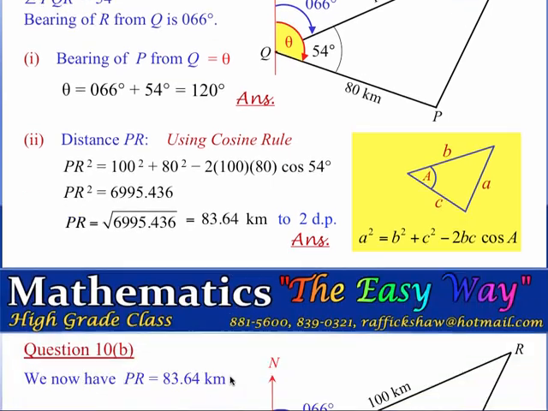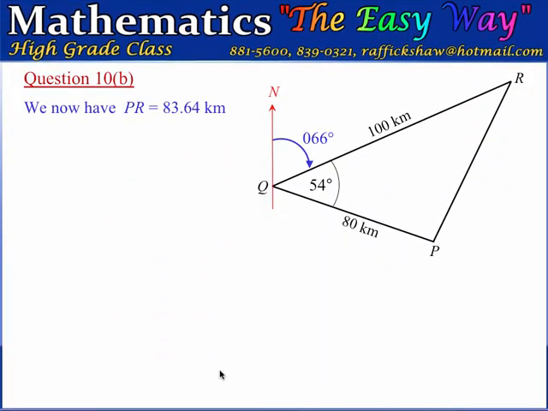Let's move down now to part 3. Now what we have so far is that PR is 83.64 kilometers. So let's put that on the diagram. And the next part now wants us to calculate angle QPR. That is angle QPR. That's this angle right here. Let's call that angle alpha and show that angle alpha on the diagram. And so this angle alpha is angle QPR.